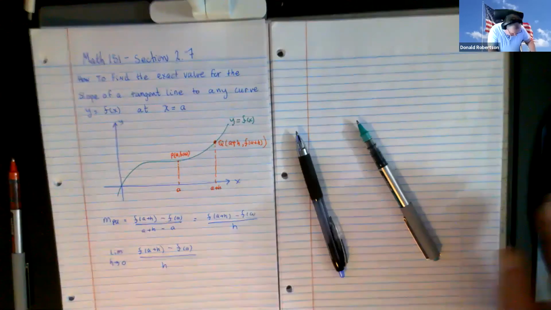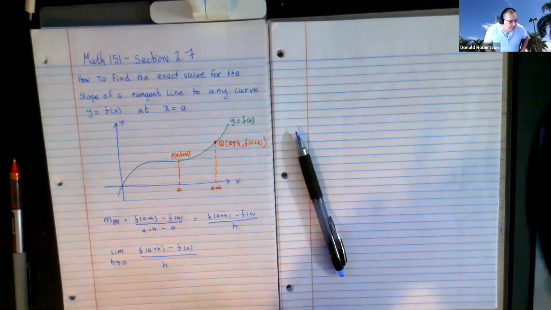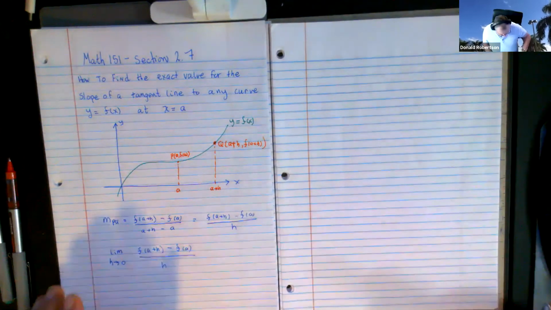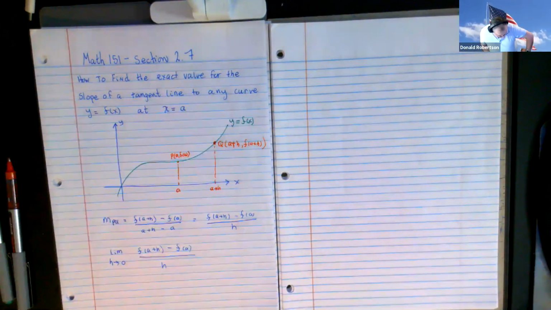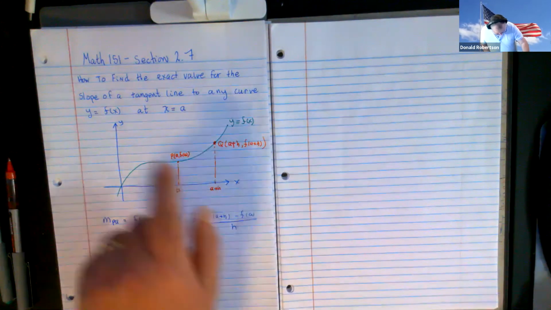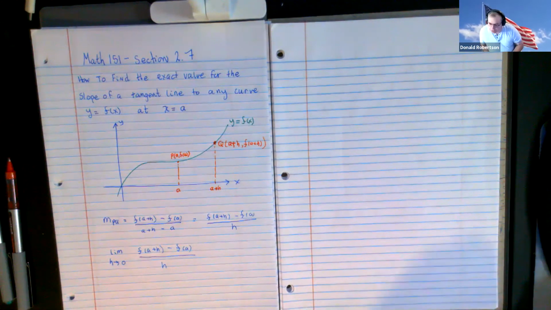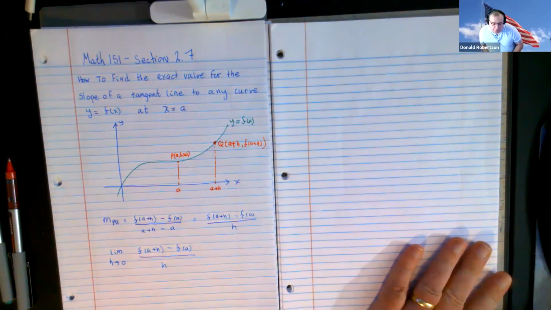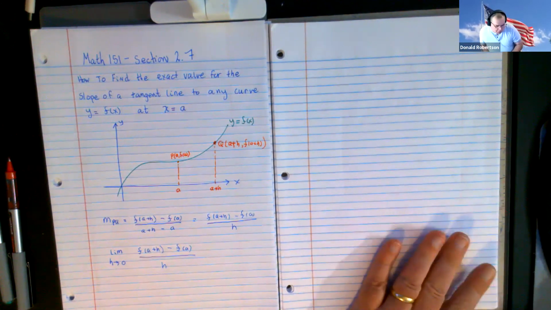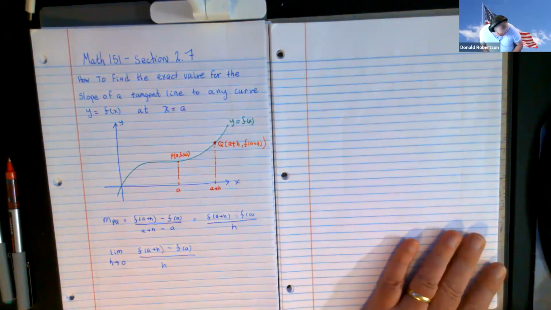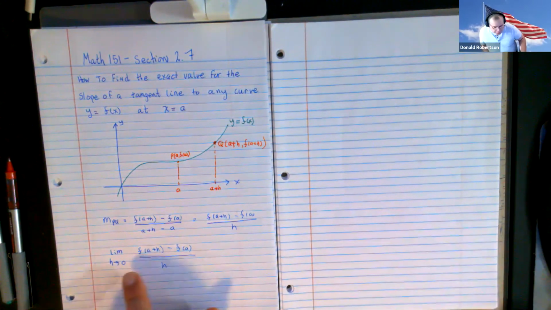We are going to be doing pretty much the same kind of question all day today. We're going to do skill building. Essentially what we're going to be looking at is how to find the exact value for the slope of a tangent line to any curve, y equals f of x, at x equals a. There's actually two different ways of doing this. The one I'm going to focus on, and it's one I use mostly, is this one.